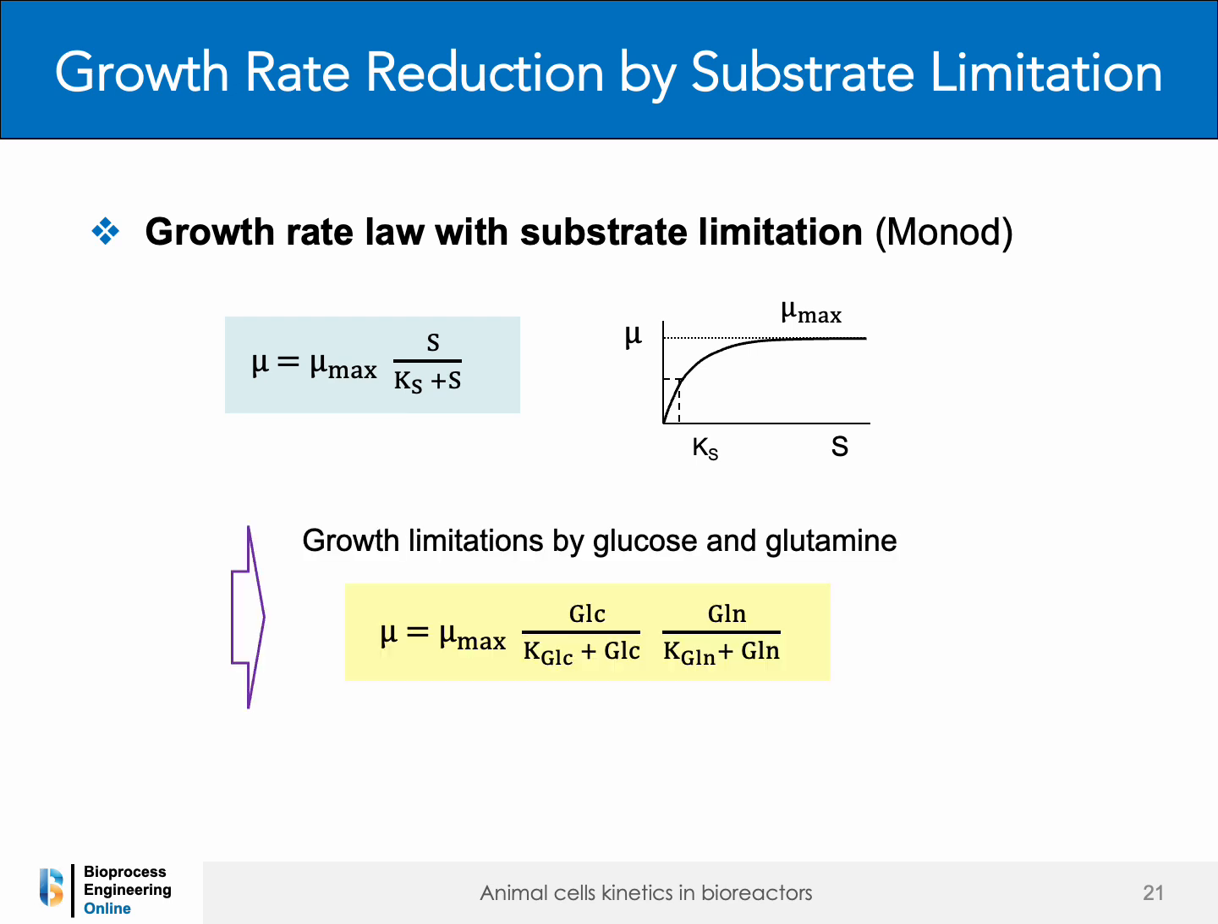In mammalian cell cultures, glucose and glutamine are the nutrients that most frequently become limiting. The Monod equation is therefore often extended by combining two limitation terms, one describing glucose limitation and the other glutamine limitation. In this way, the growth rate decreases whenever either nutrient becomes insufficient.